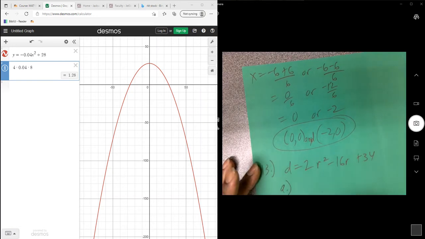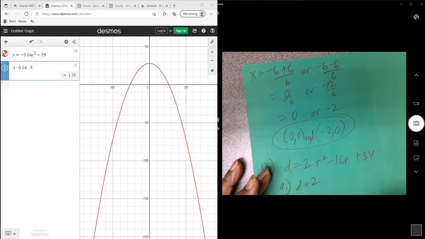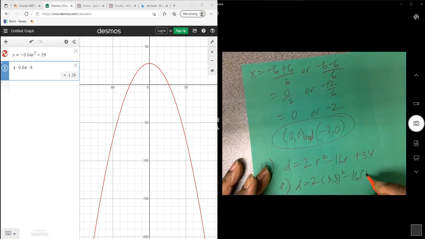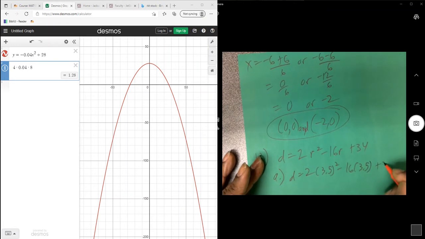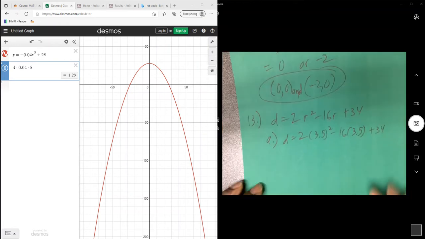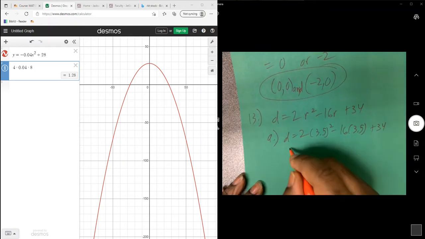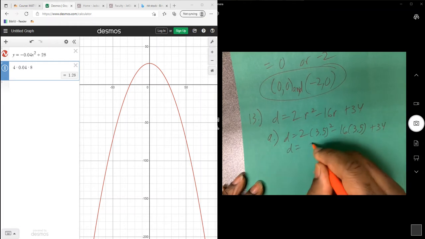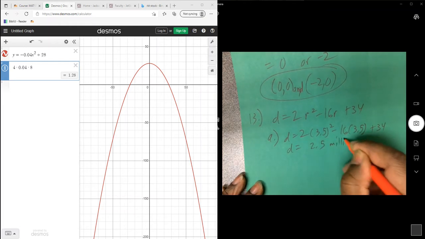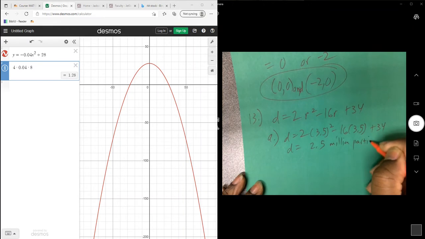Okay, so now we have A. It says determine the density of smoke when r equals 3.5, 350 revolutions per minute. So we would take this equation, and wherever r is, we'll put in 3.5. Now after we substitute and solve, our answer here would be 2.5 million particles per cubic foot.